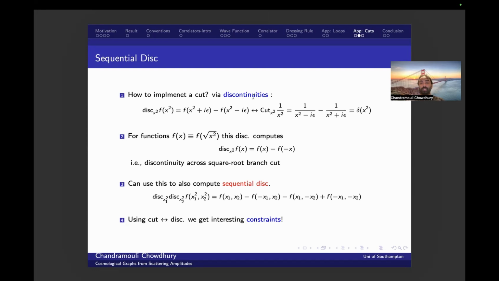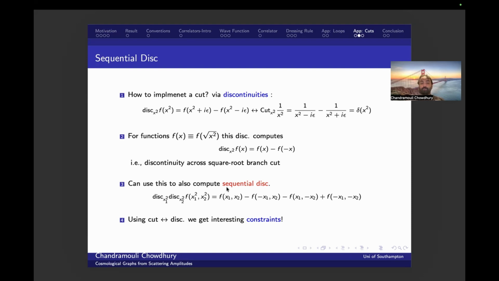Now, how do you implement these cuts? One way to do it is by discontinuities. So the discontinuity of some function of x squared with respect to x squared is simply defined as the following. You simply take the value of the function just above and below a branch cut, and that's defined like this. And for the example of 1 over x squared, doing this simply gives you the delta function. And for any function that depends on x squared by f of square root of x squared, this discontinuity essentially returns the sign flip, okay, which is the discontinuity across the square root branch cut.